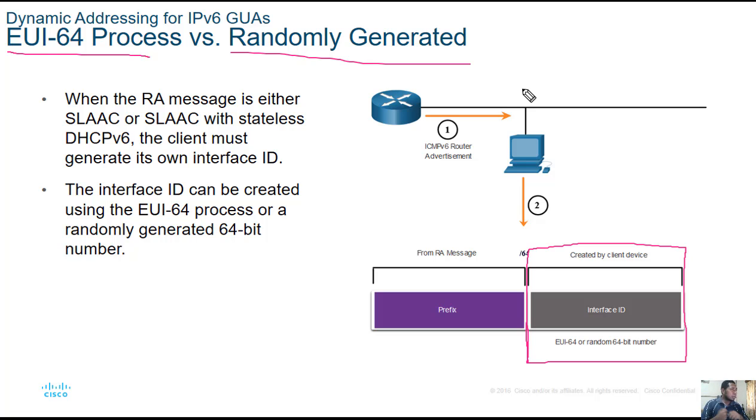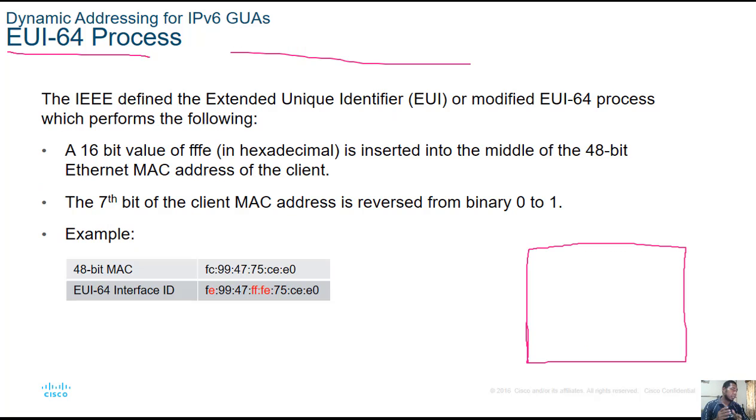The IEEE defined the extended unique identifier, or EUI, with the modified version now known as EUI-64, for the purpose of allowing a host device to combine its own MAC address with the 64-bit IPv6 prefix to come up with a unique identifier for the client itself. That's why it's known as the extended unique identifier, or EUI.